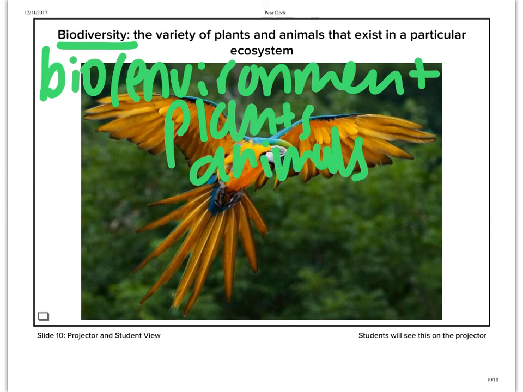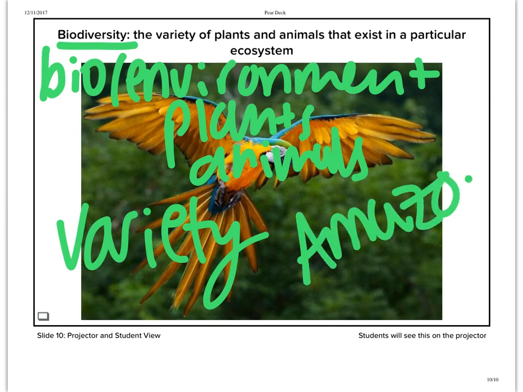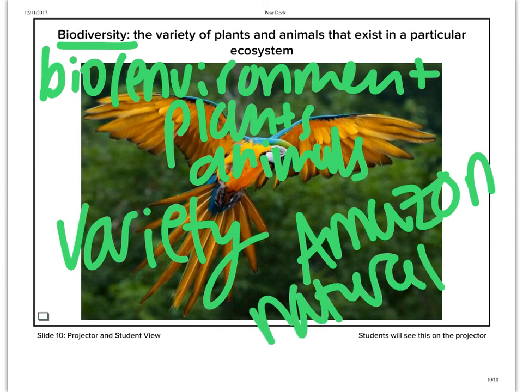Diversity means we have a variety, lots of different kinds. So biodiversity is the variety of plants and animals that exist in a particular ecosystem. Ecosystems like the Amazon have really high biodiversity because they have lots and lots of different trees and resources, natural resources, for all these different creatures to thrive.